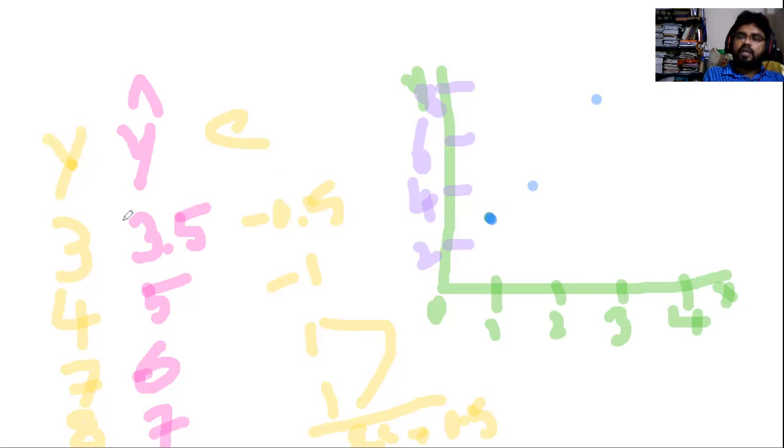Okay. Then if you take into account the y cap values, the first observation is 3.5, so somewhere here, slightly above the line. Next one 5. Third one 6. Then fourth one 7. Okay. So here if you join all the points, this is the actual value, this is the estimate value. So the blue line is the actual values.